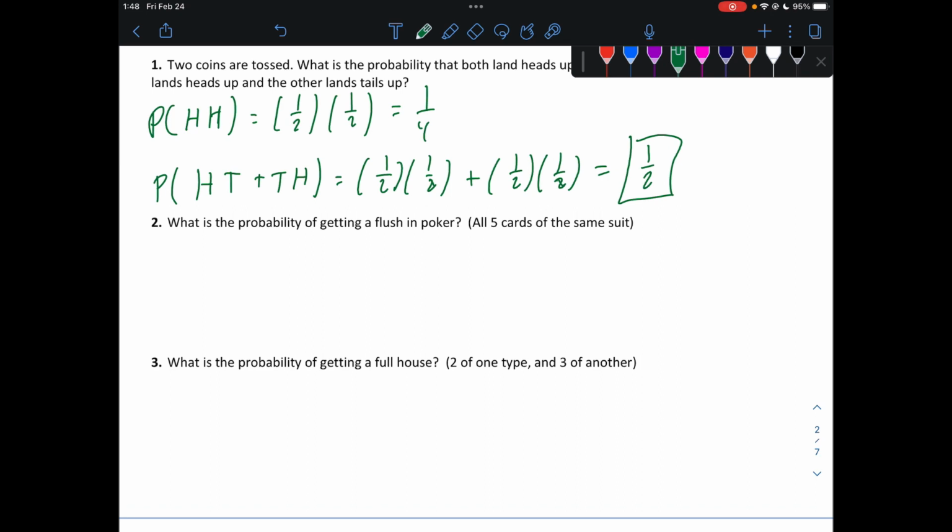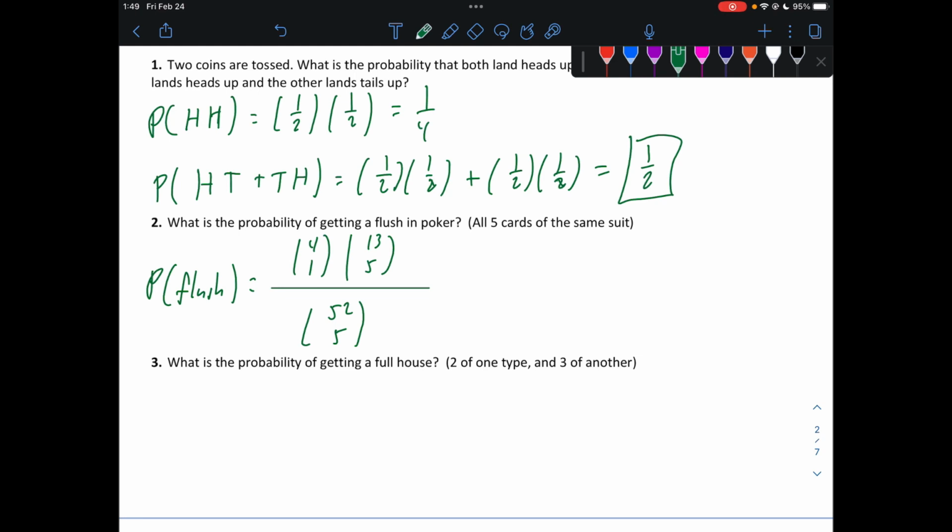What's the probability of getting a flush in poker? All 5 cards of the same suit. All right, so probability of a flush. So first of all, let's talk about all the possible hands we can get. There are 52 cards, and we're going to pick 5, right? So the denominator, all the possible events are 52 choose 5. To get a specific flush, we're going to have to first choose a suit. So there's 4 suits. We're going to choose one of them. And in that suit, there's 13 cards, and we're going to choose 5 of those.